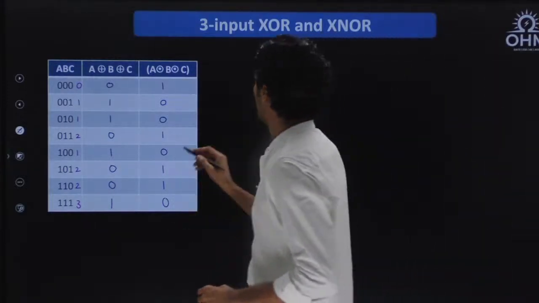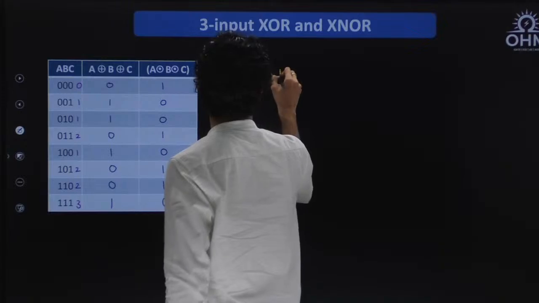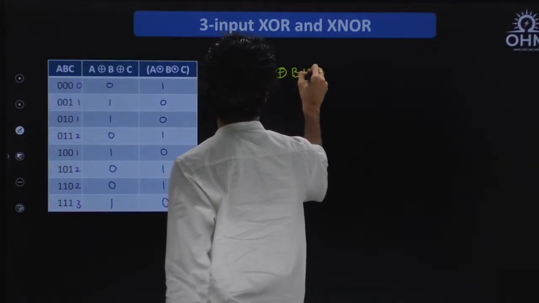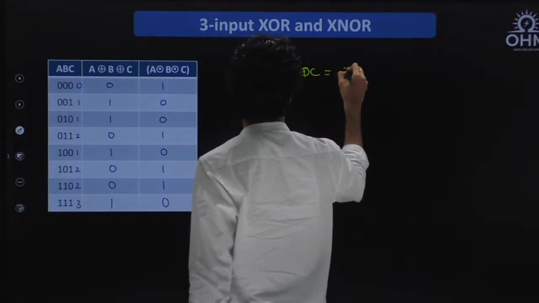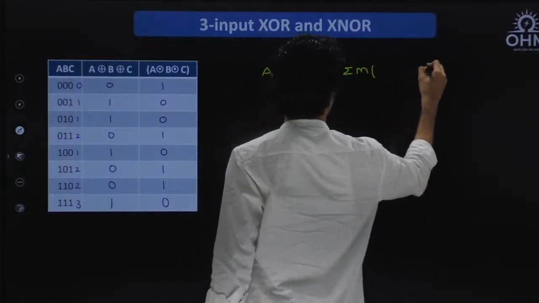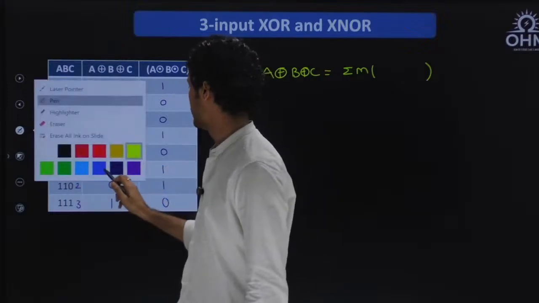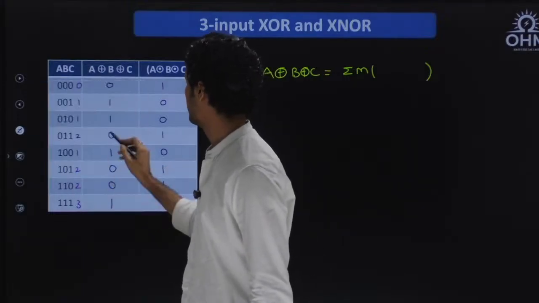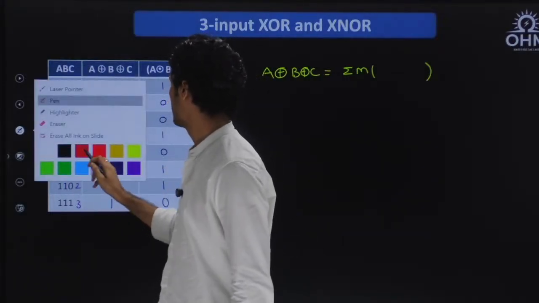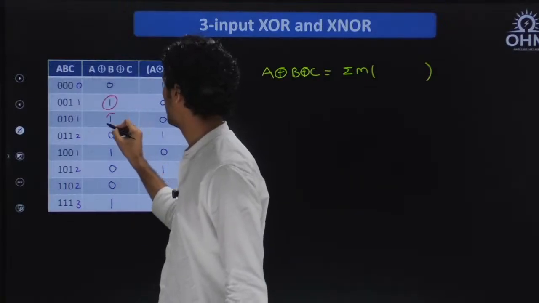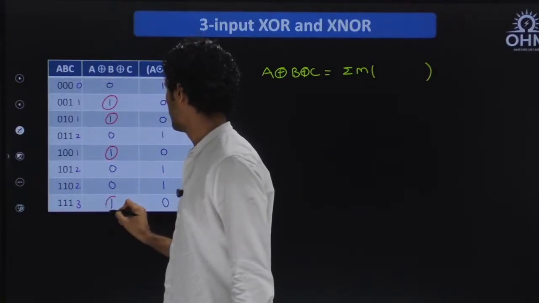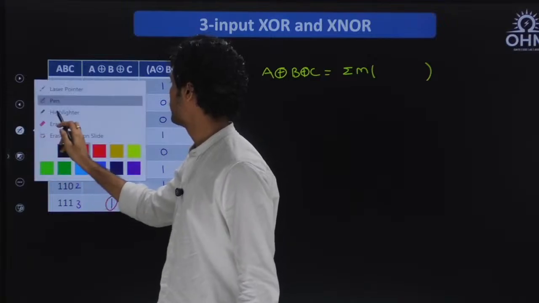Whenever we have a 3-input XOR gate, A XOR B XOR C, we can write it as sigma minterms. Minterms correspond to ones in the function. So we have 4 ones in the function. What are they? Here you can see this is the 1, this is the 1, another one here, another one.